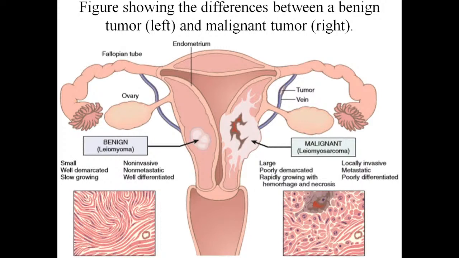For example, in this slide you can see a tumor of the uterus. And in this slide you can see different types of tumor. For example, a benign tumor, leiomyoma, and a malignant one, leiomyosarcoma.